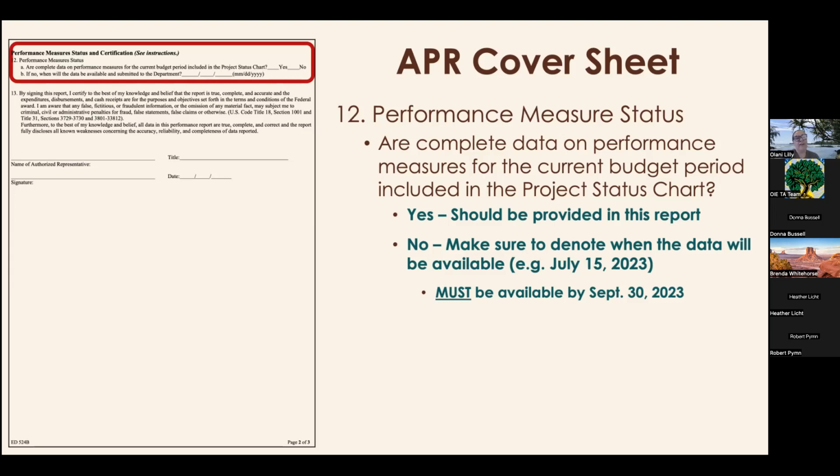So for example, if you have all the data, then you would click yes. If the answer is no, maybe you are reporting 999, and we will get there in section A. If you're reporting 999, then you need to let us know in the form when you will be receiving that data. That data should be collected by 9/30/23, which is the end of the grant year. Remember, APR updates will be due October 27th.